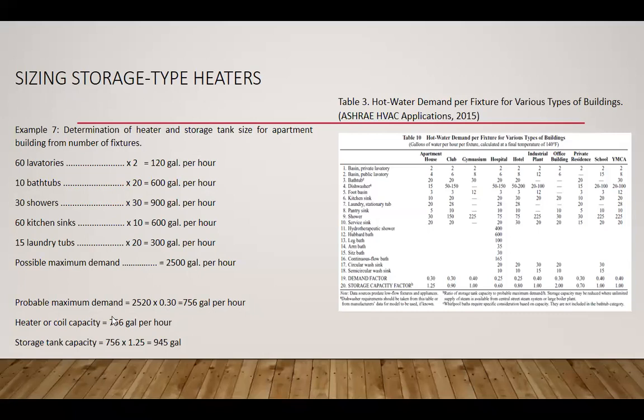Ayan. So the possible maximum demand is 2,520 gallons per hour. So the probable maximum demand is 2,520 times 0.3 or 756 gallons per hour. So yan. Heater or coil capacity is 756 gallons per hour. Storage tank capacity is 756 times 1.25 or 945 gallons. So meron ka ng size ng heater sa kanyang storage tank. Kung ilang kilowatts, itong gallons per hour, multiply mo ng change of temperature.